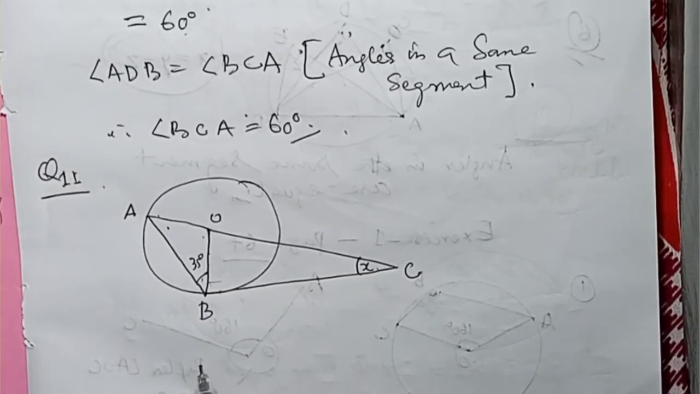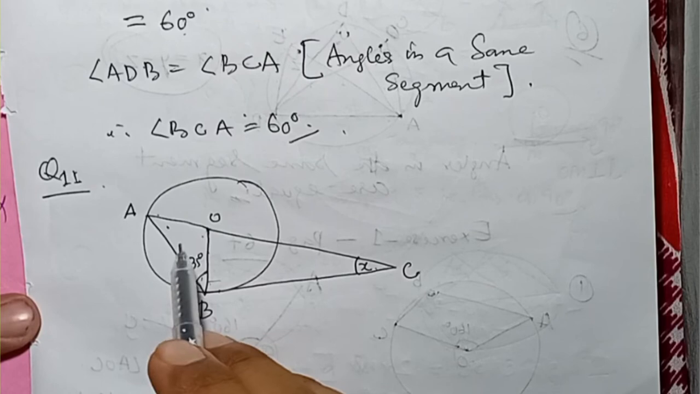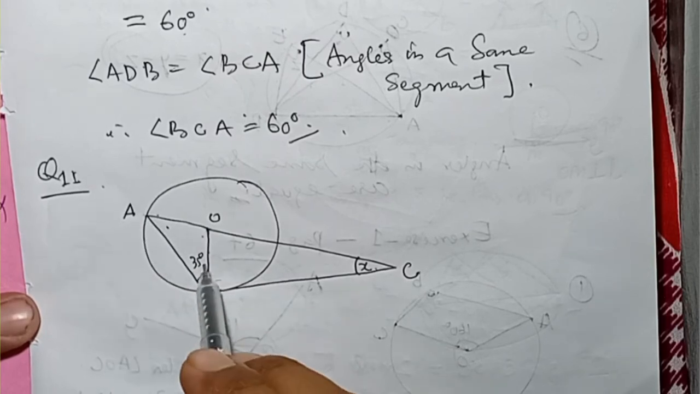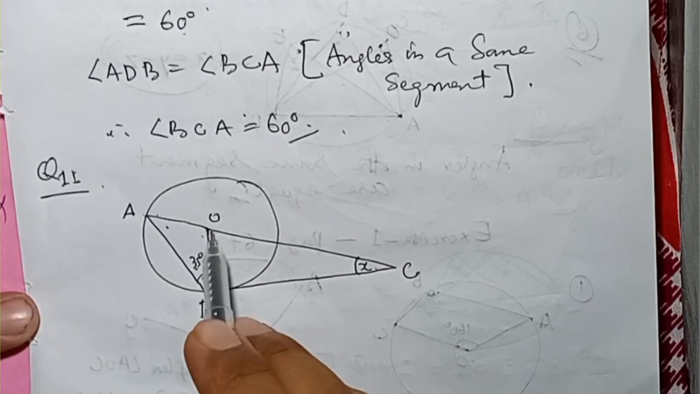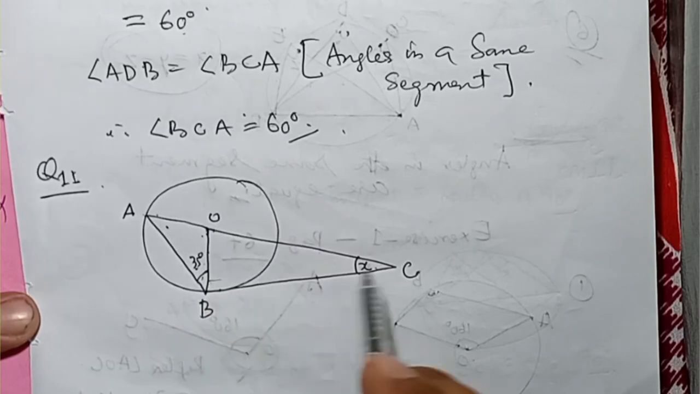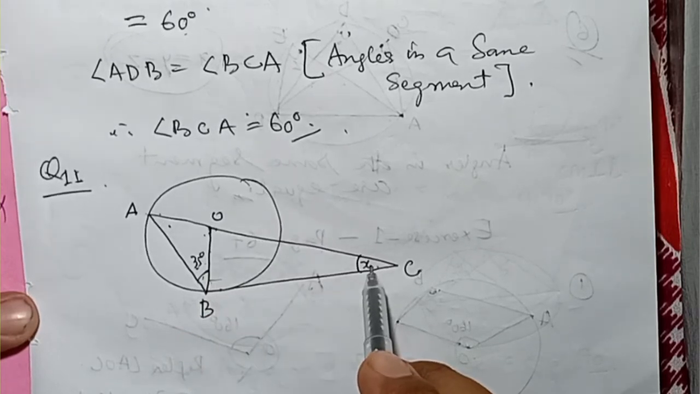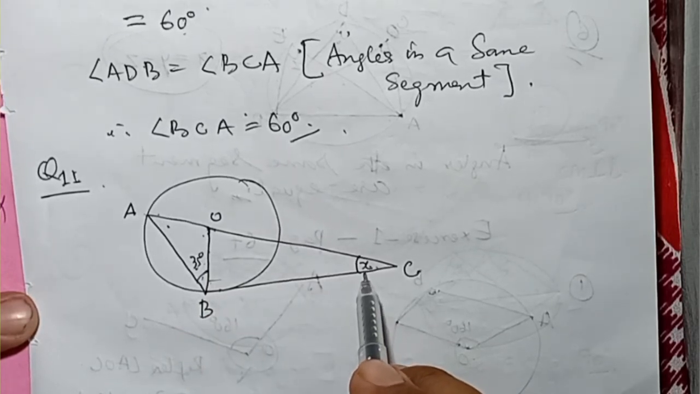Now you can see the question number 11. In question number 11 you can see the diagram. This is AB and this angle is 35 degree. This is the center of the circle, that is O, and this is X. We have to find the value of X. What is the measure of this angle?